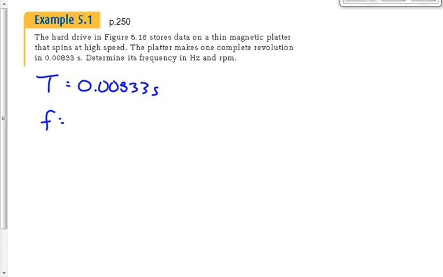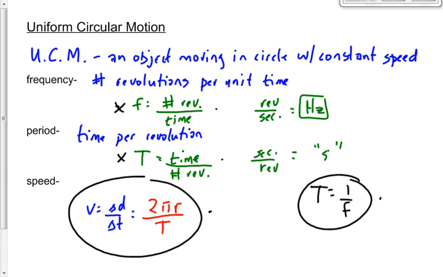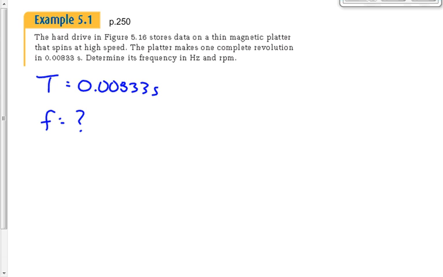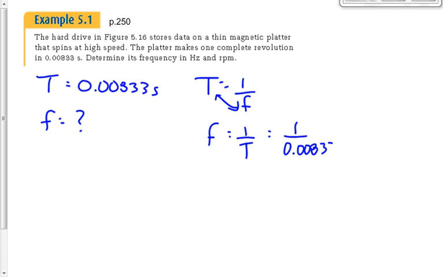We're looking for the frequency, looking for F. Now we know that frequency is, if you look back to those equations again for a moment, the number of revolutions per time. That's not helpful in this particular question. But we also know that period is equal to 1 over F. We can rearrange this to solve for frequency. Take the F up, take the T down, and then get 1 over T. So frequency is 1 over T, 1 over 0.00833 seconds.